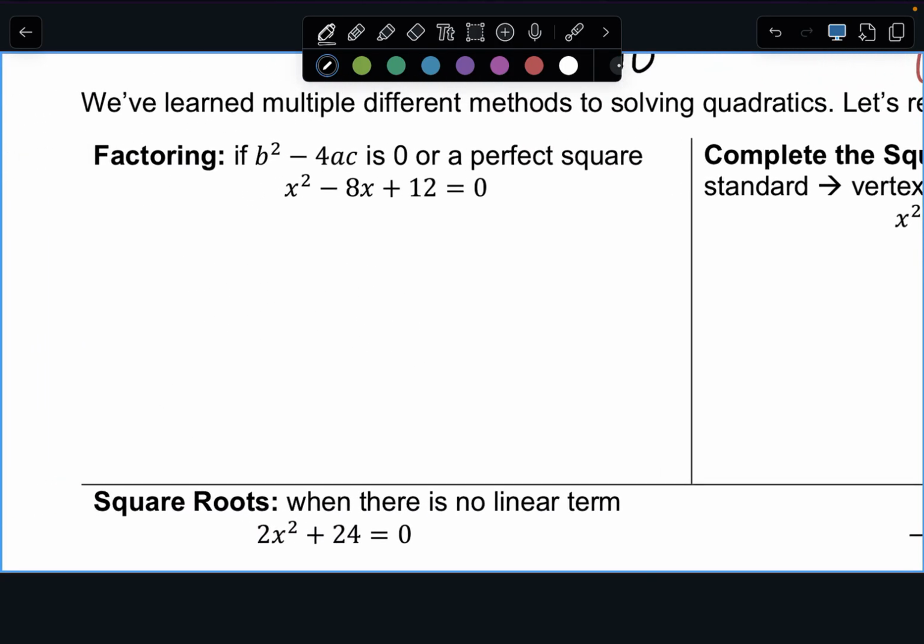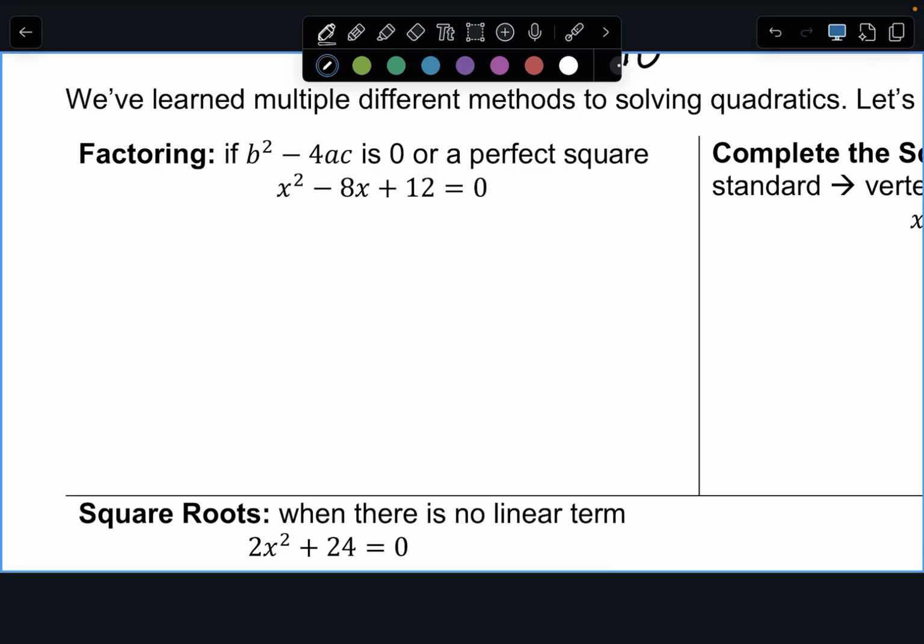Okay, so we're going to talk briefly about when to use each method. We're going to do one example of each method, and then the rest of the time will be yours to start your review guide. So we talked about this a little bit on Friday, but we can factor when b squared minus 4ac is 0 or a perfect square. What do we call b squared minus 4ac? I heard it. Starts with a D.